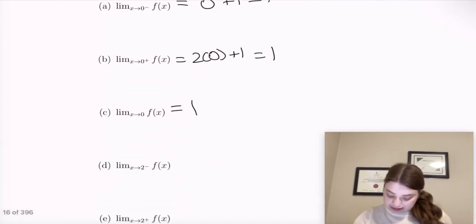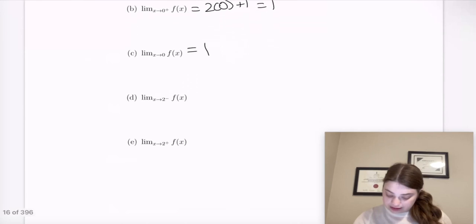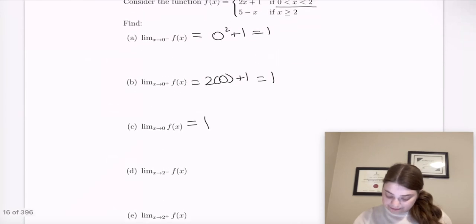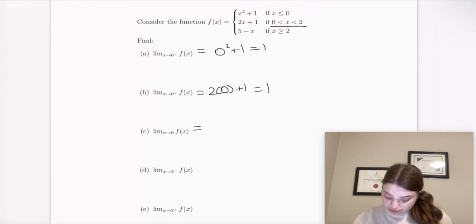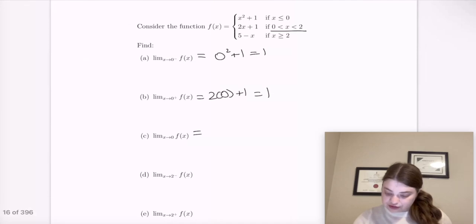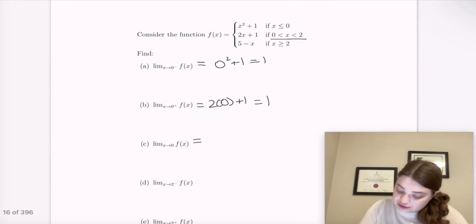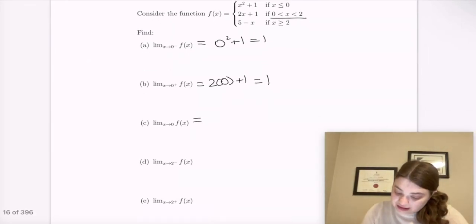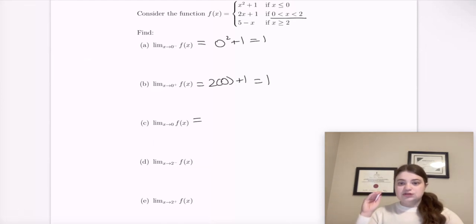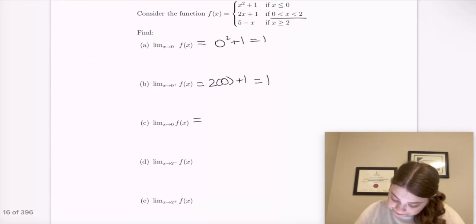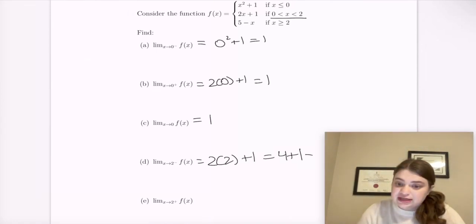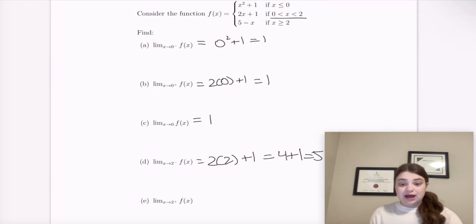All right, there is a part D and E here. So for part D and E, it says, what is the limit as x approaches 2 from the left? So 2 from the left, even though 2 is not part of this interval here from 0 to 2, it's still approaching 2. So we're going to be using the 2x plus 1, which is going to be 2 times 2 plus 1, which is 4 plus 1, which is 5. So the answer to this one is 5.